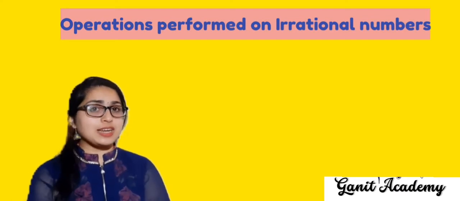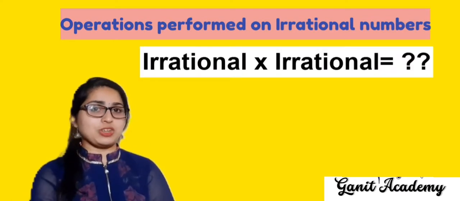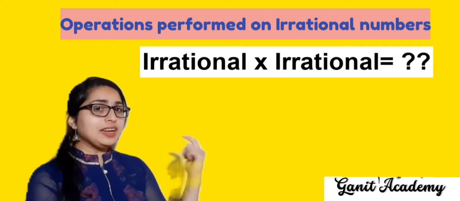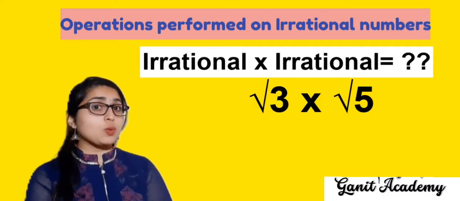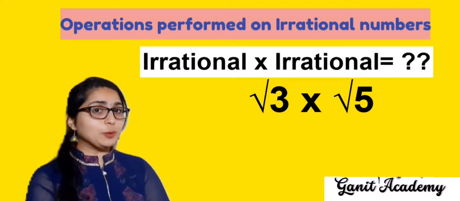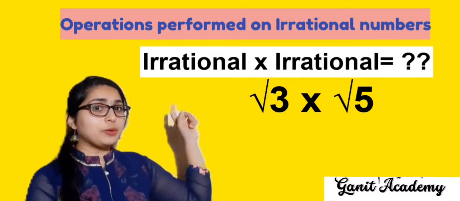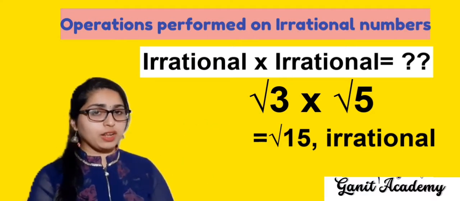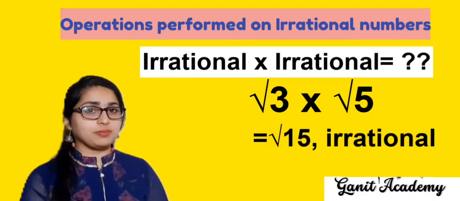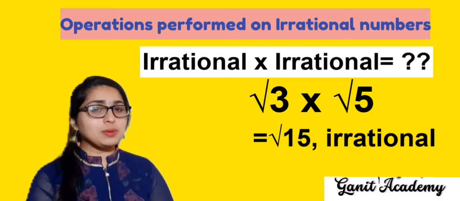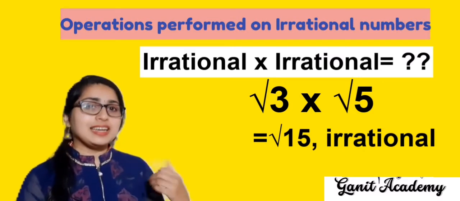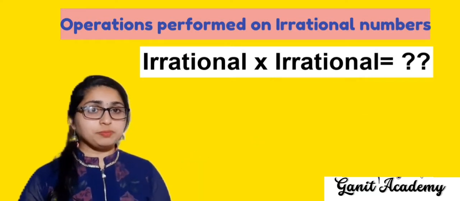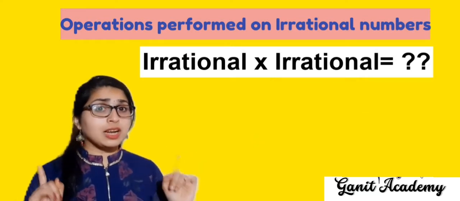Now let us try to multiply two irrational numbers. I will take square root of 3 and square root of 5. What happens when I multiply these two? Take the square root and bring the numbers inside it. So 3 into 5 is 15, so square root of 15. Is it a rational number or an irrational number? It is an irrational number. So the product here is irrational. But now don't come to a conclusion.